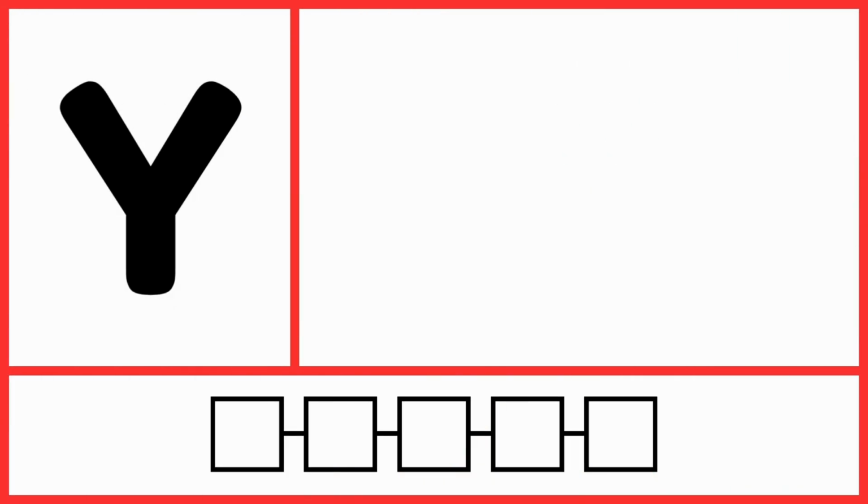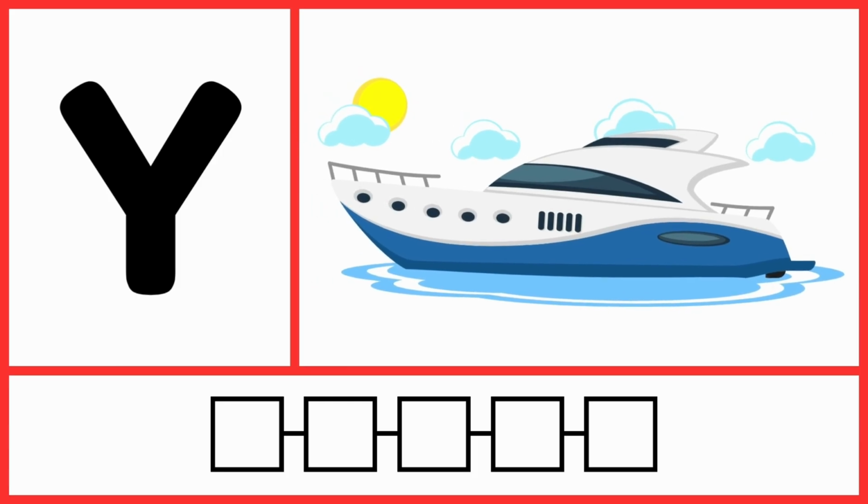Y. Y is for yacht. Let's spell it. Y, A, C, H, T. Y is for yacht.